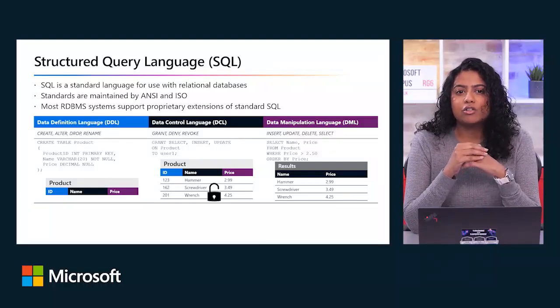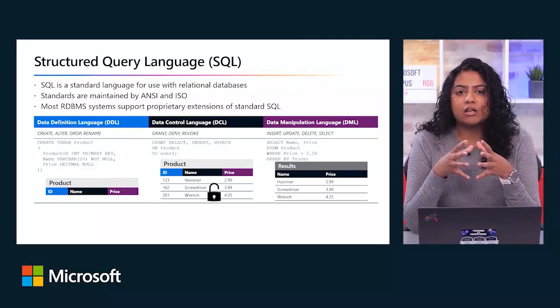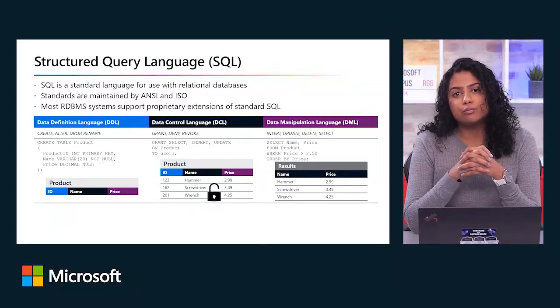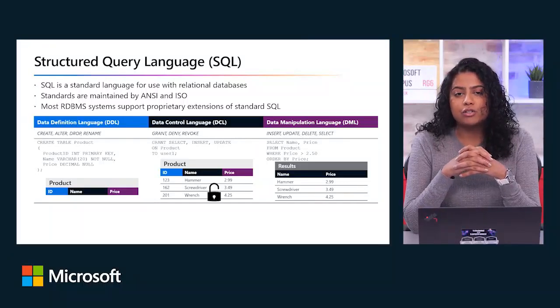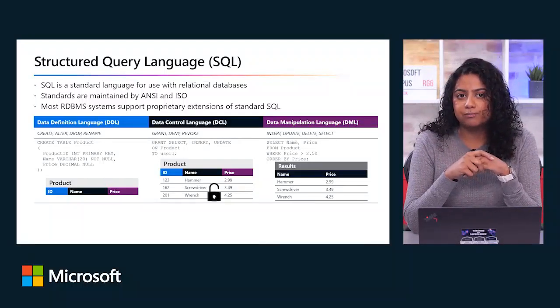Next, we have the Data Control Language, or DCL. This is all about controlling who has access to your data. With DCL, you can grant, deny, or revoke permissions for users or groups. For example, you could give user 1 permission to select, insert, and update data in the products table.